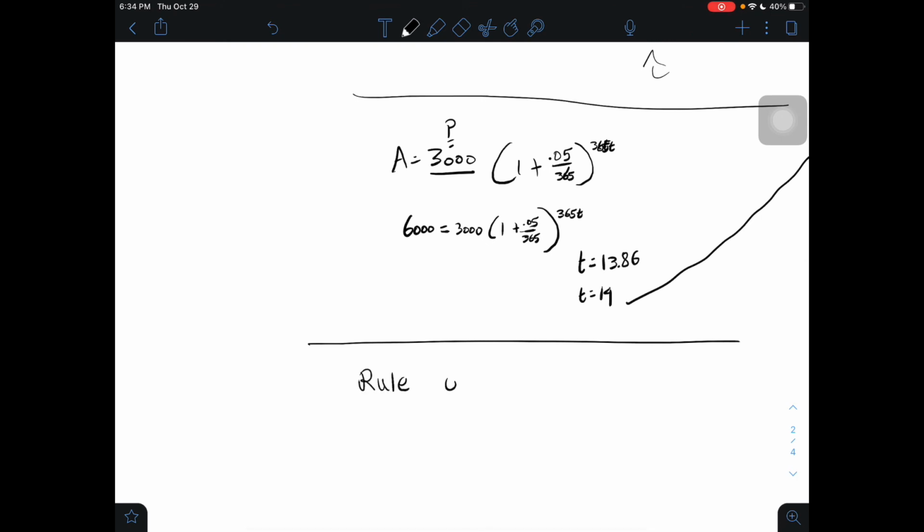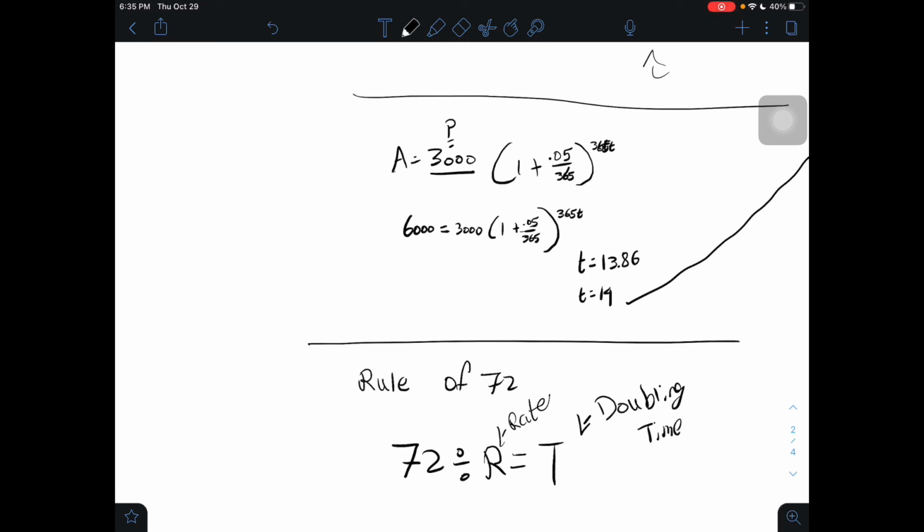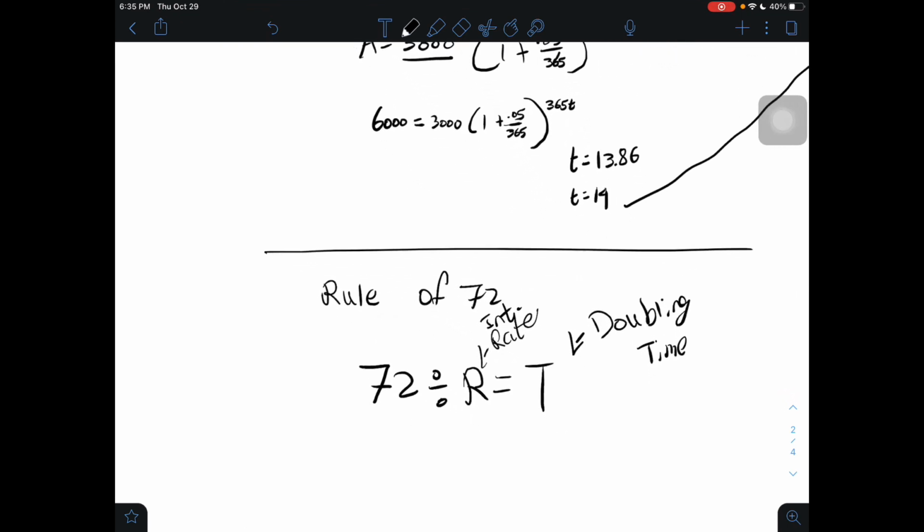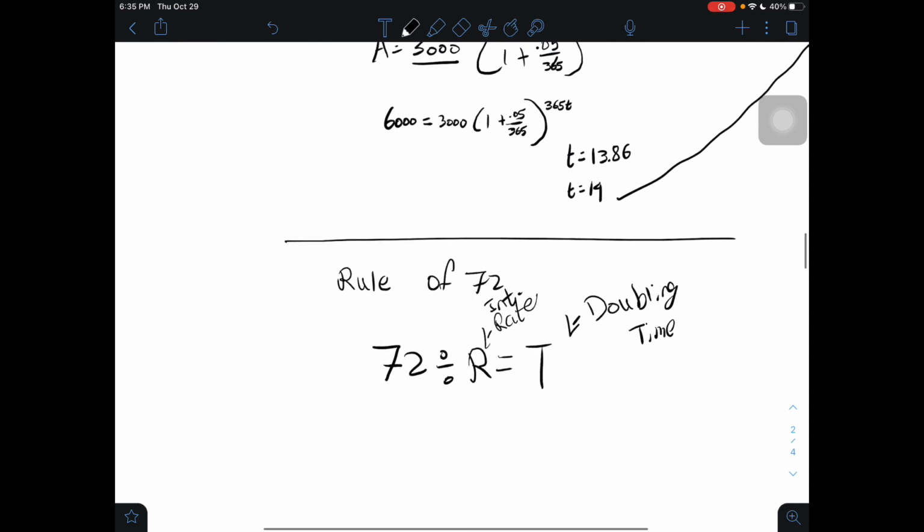The rule of 72 states that 72 divided by your interest rate equals your doubling time. So t in this scenario is your doubling time, and this is going to be a rate. Now, what we're going to do is we're going to substitute our values we just used and prove again what we found using the rule of 72.